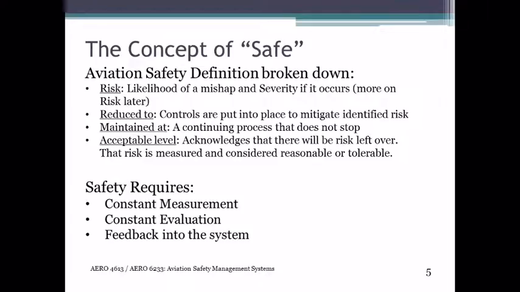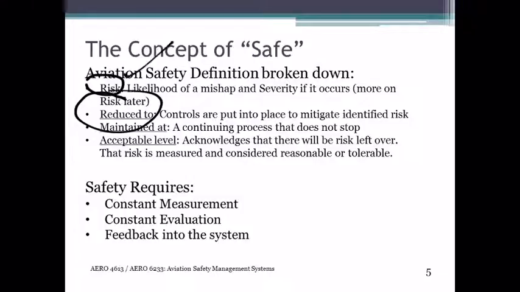Those underlined words. In the safety definition, we identified risk. That is the composite probability and severity of a mishap. The probability that a mishap will occur and the consequences if it does. Risk is reduced to, that is, controls are put into place to mitigate the identified risk. You ride your bicycle on a busy street, you have a high probability of being hit by a car and suffering severe injuries. You wear a reflective vest to reduce the likelihood of getting hit. You become more visible. And you wear a helmet on your bicycle to reduce the severity of injury if you do get hit.